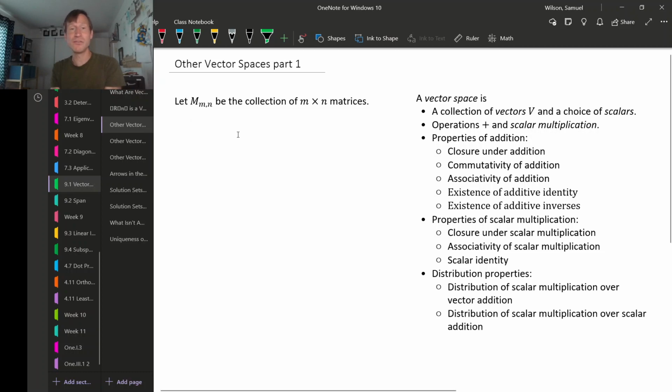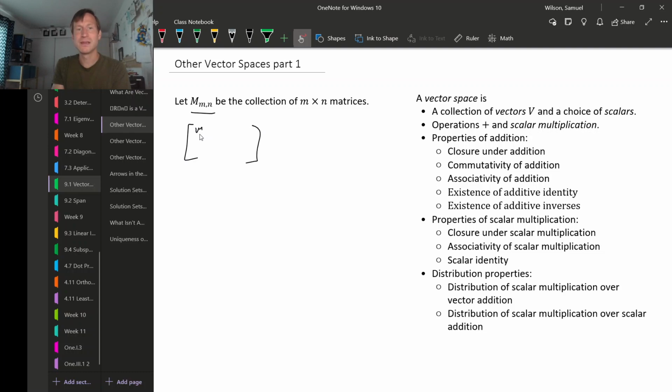So one good example of a vector space is the collection of all m by n matrices. We're going to call this capital M subscript m comma n. This is the collection of all m by n matrices with real entries. So is this a vector space? Well, if you have two matrices of the same size, let's look at an example that's 2 by 3, just to have something concrete: V11, V12, V13, and then V21, V22, V23.